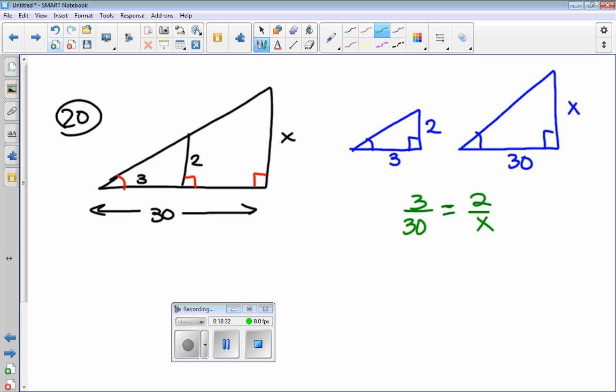What would be wrong is if I flipped this and said x over 2, because that's not right. Because 3 over 30, I started with the smaller triangle, so this would go small over big, right? And so that's what we didn't do. We have to be consistent. So 3 over 30, and then it would be 2 over x, and then you would just cross multiply and solve. But I think this one, really separating the triangles and drawing the small one and drawing the big one is a key there. Okay?